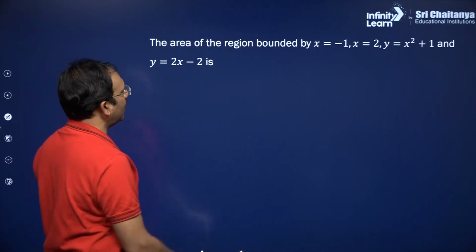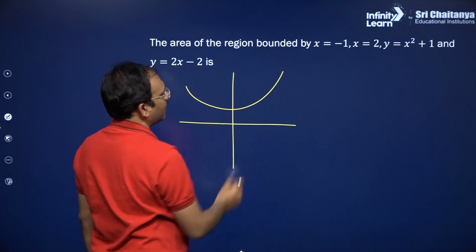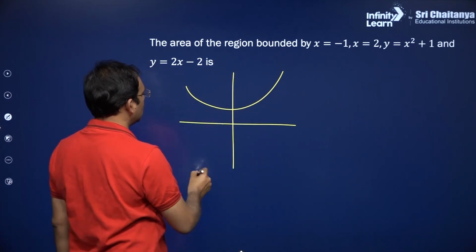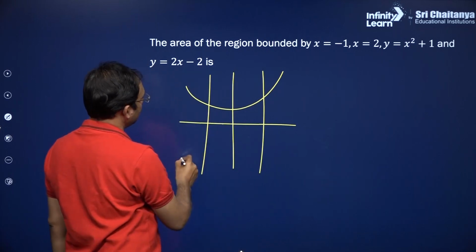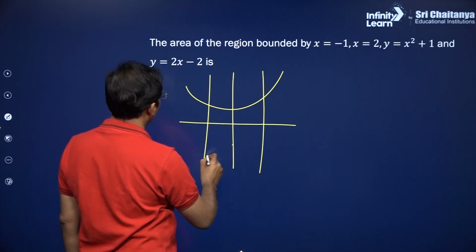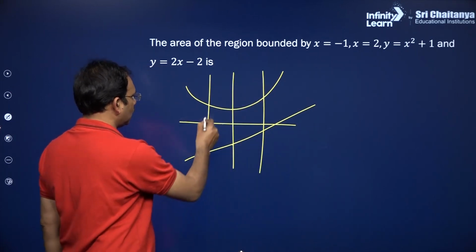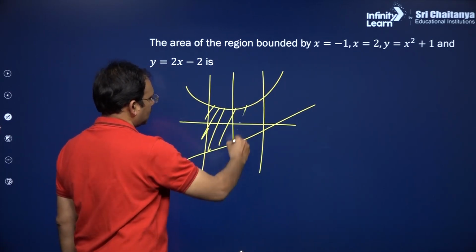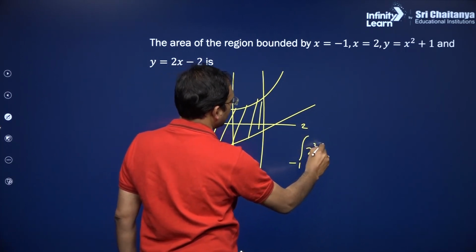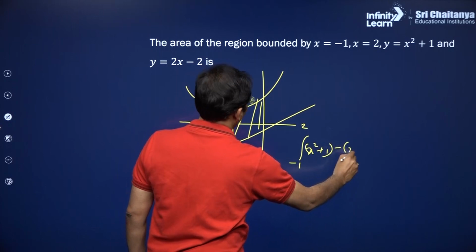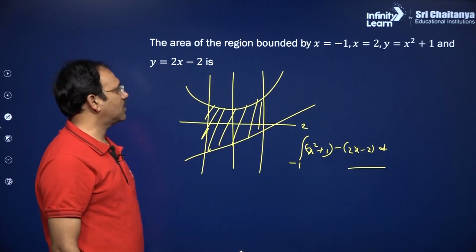Next, friends, the area of the region bounded by y is equal to x square plus 1, which will be this parabola, and x is equal to minus 1, x is equal to 2, and y is equal to 2x minus 2, is a straight line with slope 2 but y intercept minus 2, so they do not intersect. So, you want this area, my dear friends. Simply the integral from minus 1 to 2, upper curve x square plus 1 minus lower curve 2x minus 2, dx, simple integral, dear students.